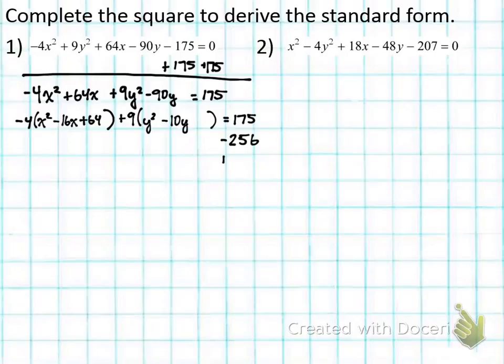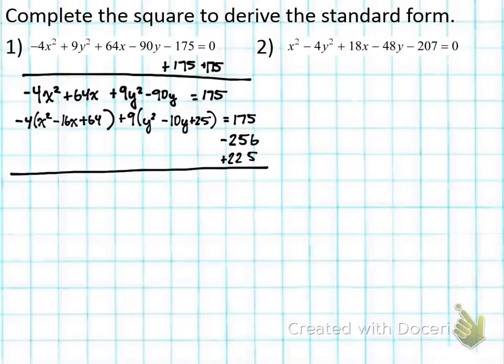Okay? Same thing here. Half of negative 10 is negative 5. Negative 5 squared is positive 25. 25 times 9 is 225. So I'm going to add 225 here and add 25 here. Because whatever I do to one side, I do to the opposite side as well. Okay? I've taught you that before. Raise your hand if you remember that step from last time. Okay, good.